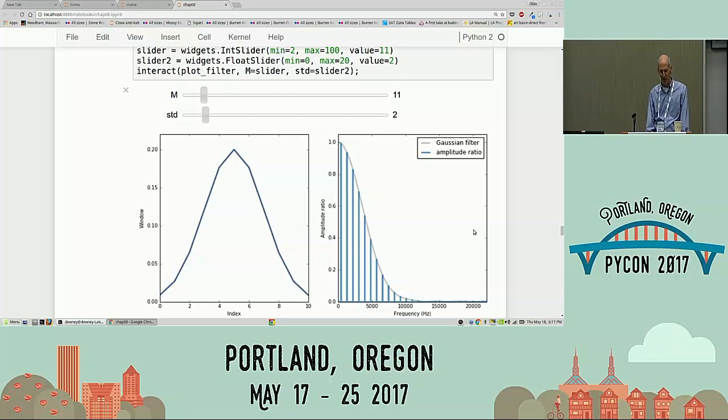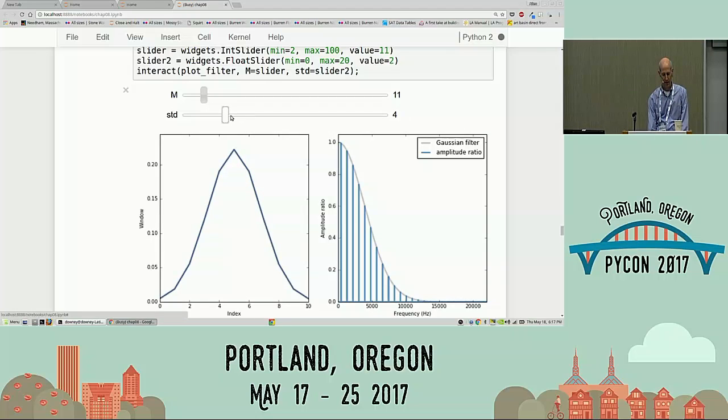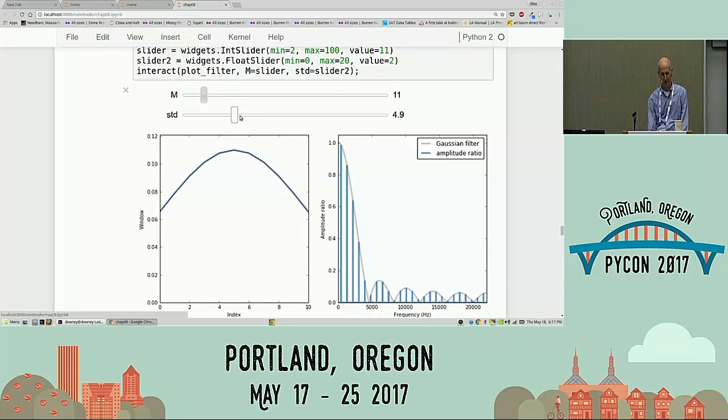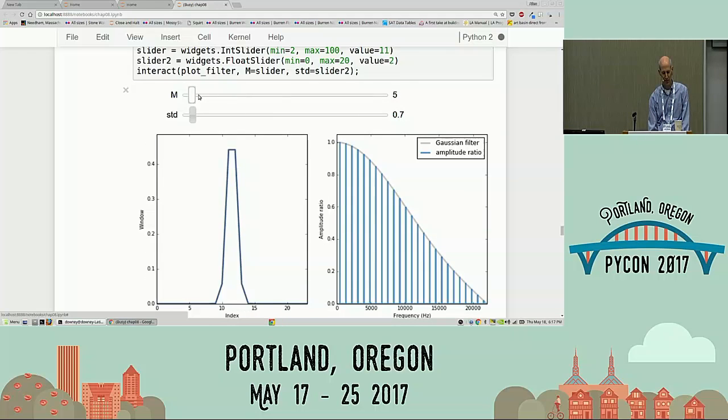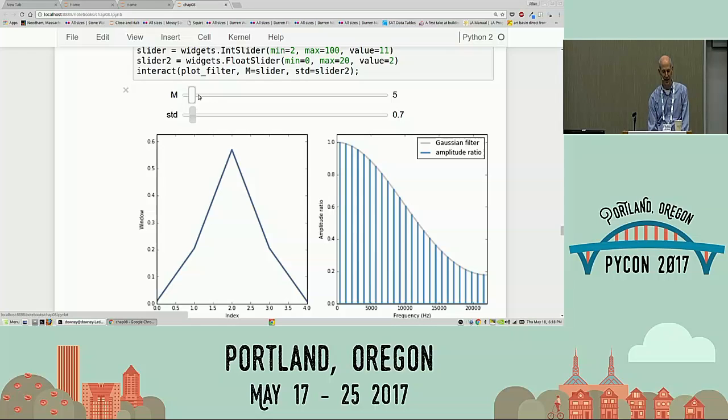Okay, I'm going to play around with this just a little bit. So the standard deviation is the standard deviation of the Gaussian window. So if you increase it, it makes the Gaussian window wider. So that makes a wide bell curve. If you decrease the standard deviation, it makes it narrower. The other parameter, m, is the number of places where we evaluate the window. So I started out with 11, but you can crank it up. You can have a nice wide window with lots and lots of points in it, or a small one that's only measured at a couple of locations.